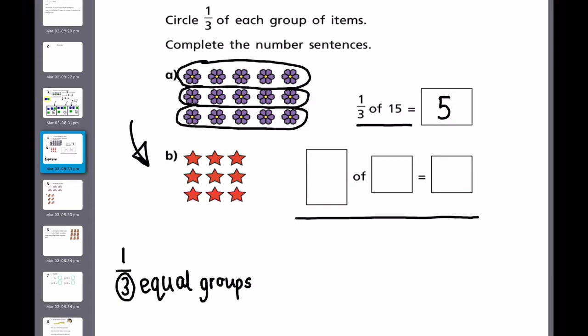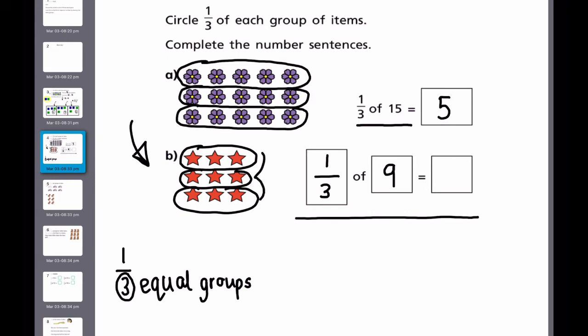Okay, so we were finding out 1/3 of 9. So let's find 1/3 of 9. Group 1, Group 2 and Group 3. Are these groups equal? Yes. And we found out that 1/3 of 9 was 3. Well done, Year 2. Let's do some more of those pictures.